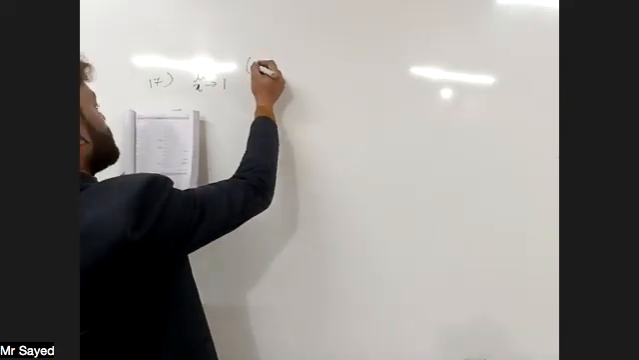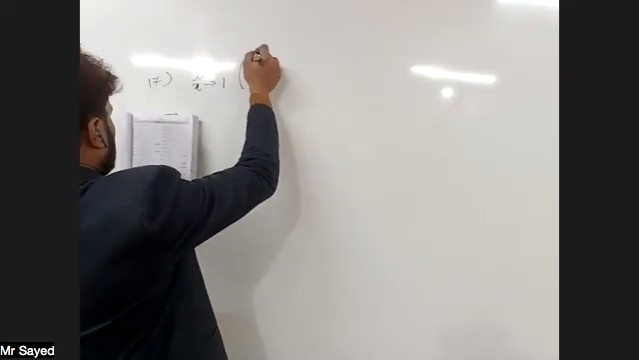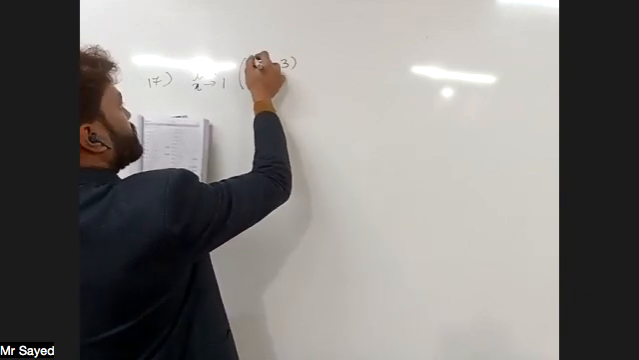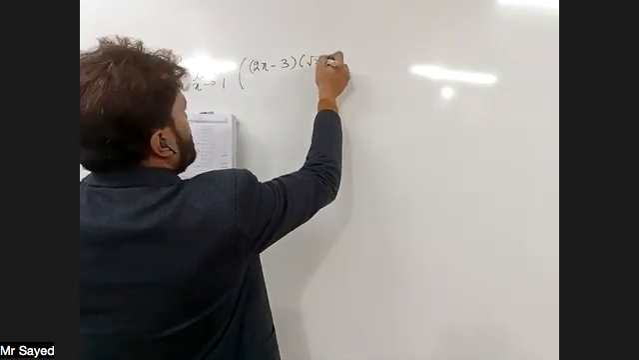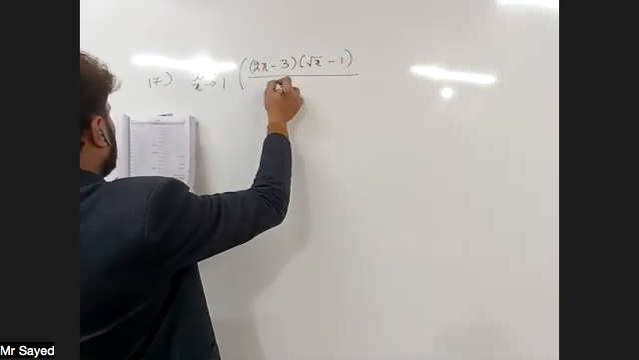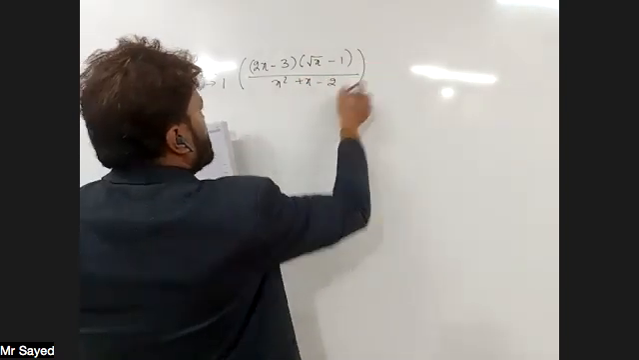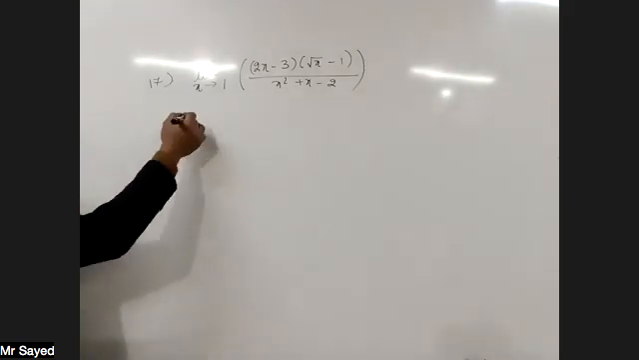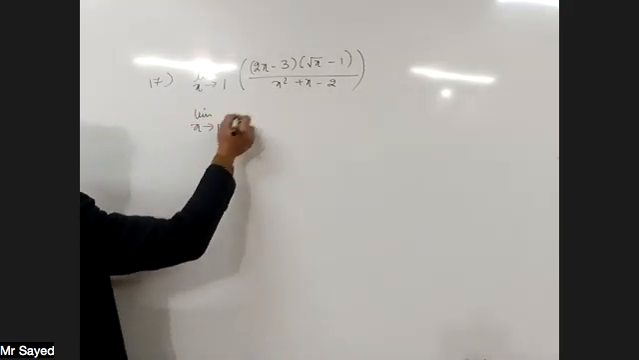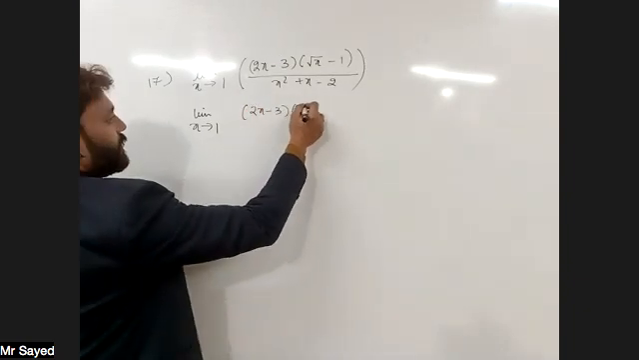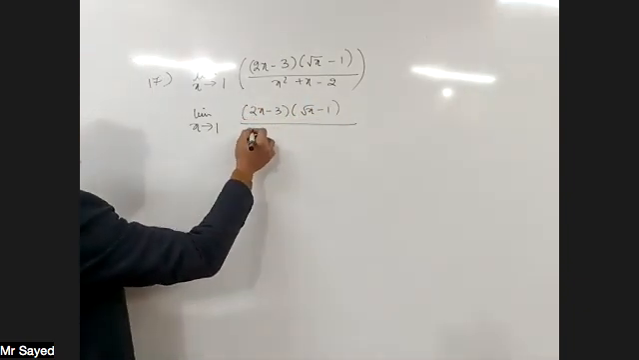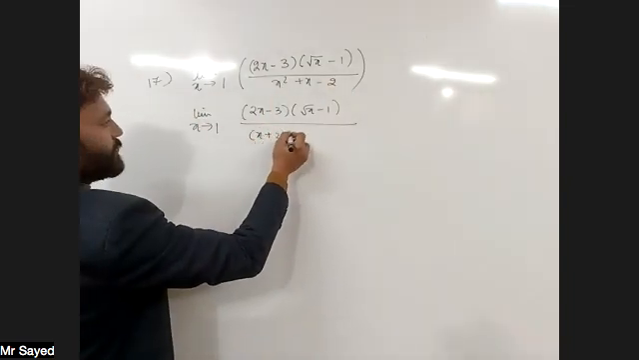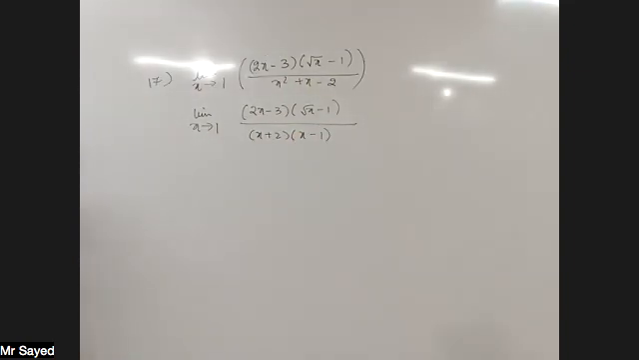This is limit x tends to 1, 2x minus 3 into root x minus 1 upon x square plus x minus 2. Now x tends to 1, 2x minus 3 root x minus 1. This can be factorized, splitting the middle term. This will be x plus 2 and x minus 1. Is this much clear?